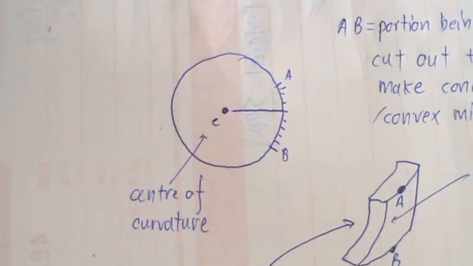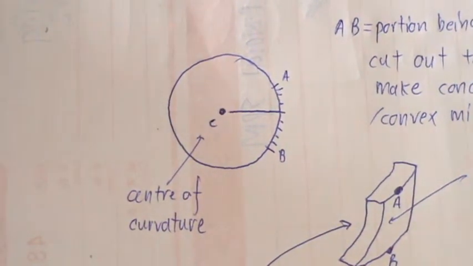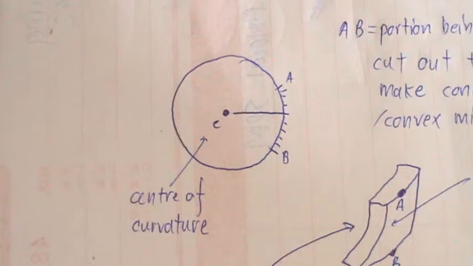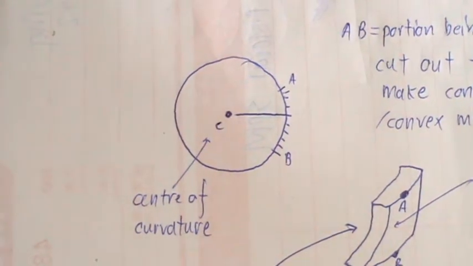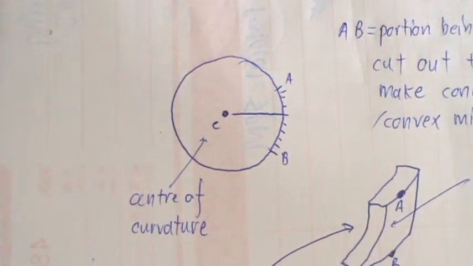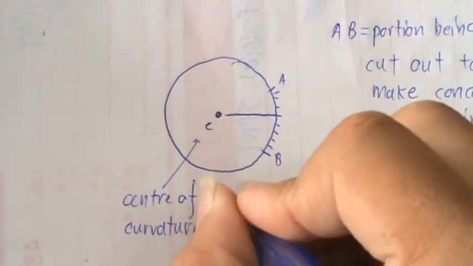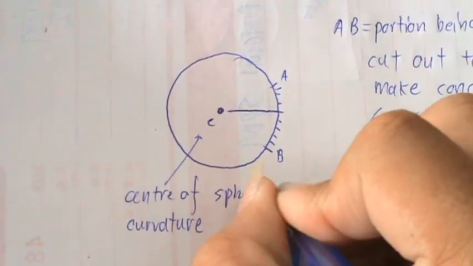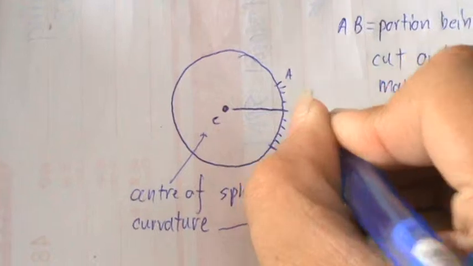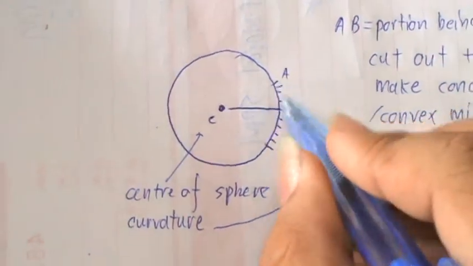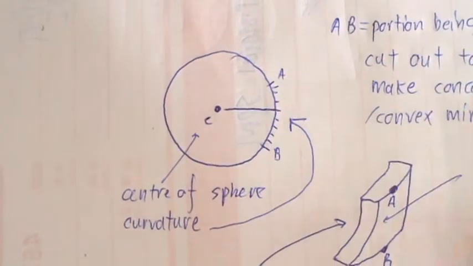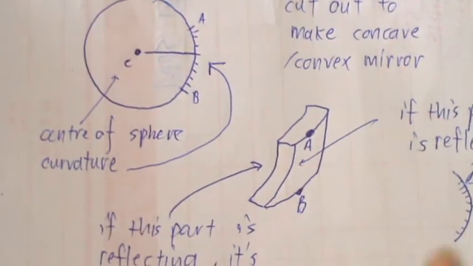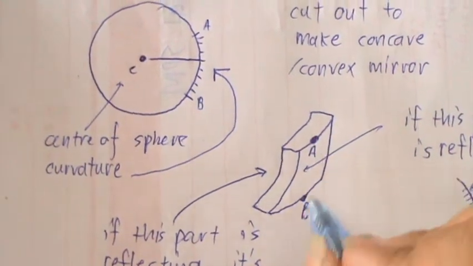We begin our study of curved mirror by looking at this sphere. A sphere is a ball-shaped object. So we have here the center of the sphere, and this curvature is actually here. The curvature is a portion of the ball that I cut out, and it may look something like this in 3D manner.